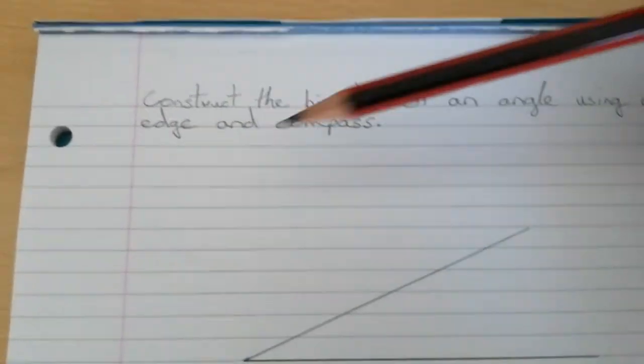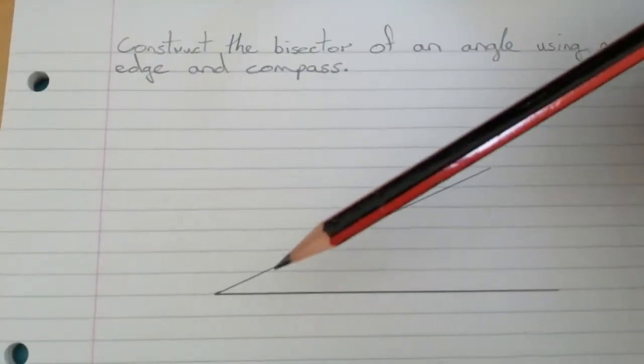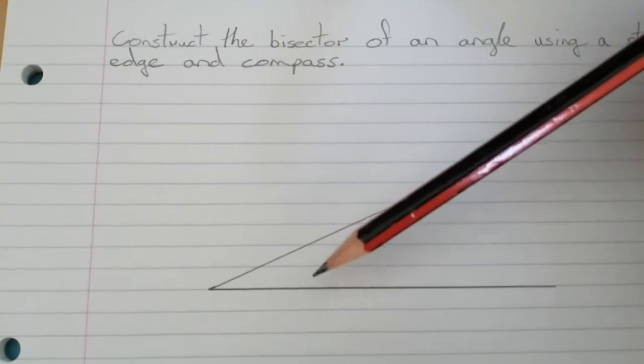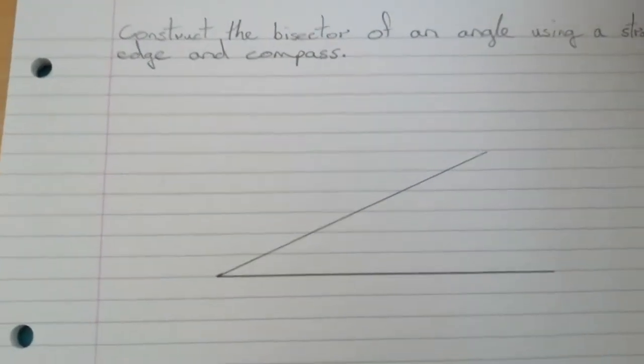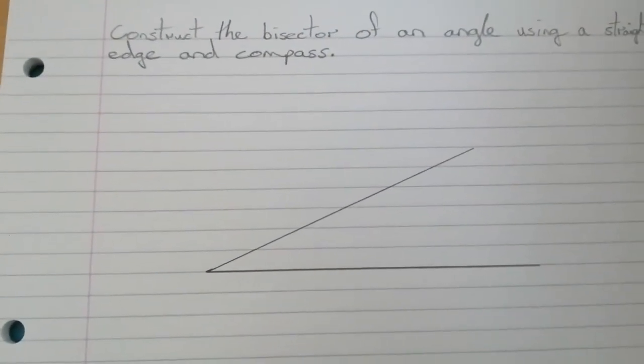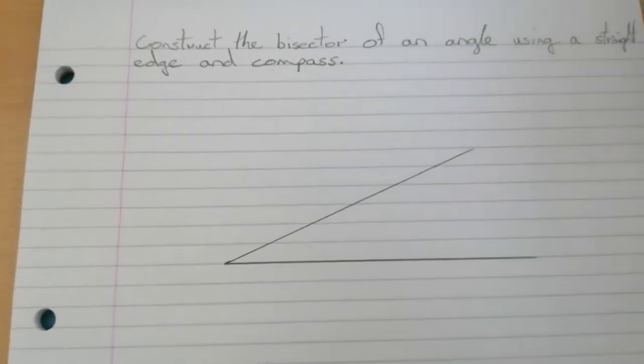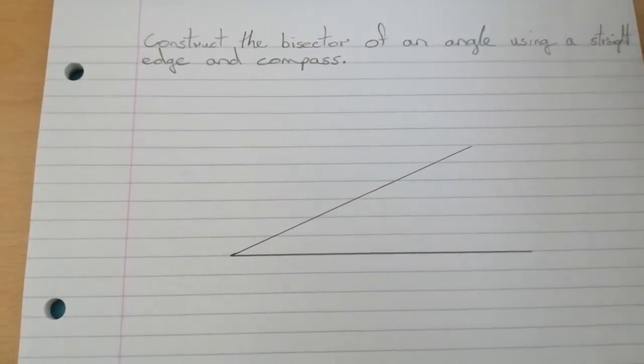The only thing is, when you're doing this, you have to use a straight edge and a compass. You can't just put a protractor down on the page, measure the angle and half it, and then draw a line that divides the angle in two. So the bisector has to be drawn using a straight edge and compass.